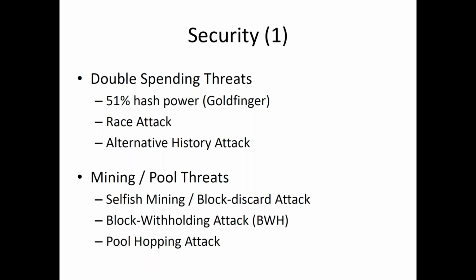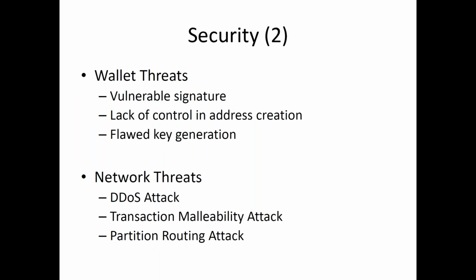However, despite a lot of effort going in, we still see a lot of security issues in blockchains, and some of these attacks have practically happened. We've collected this information from a 2015 article that talks about attacks on blockchain systems. Particularly at that point of time, they were focusing on public permissionless blockchain systems. Some of the broad categories of attacks that can happen are double spending threats, mining pool threats, wallet threats, and network threats.